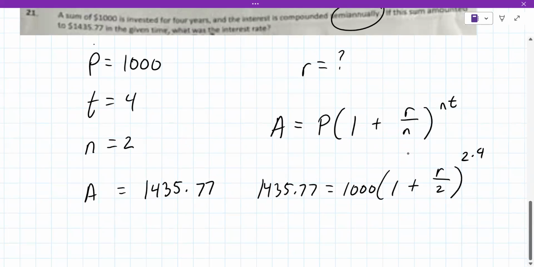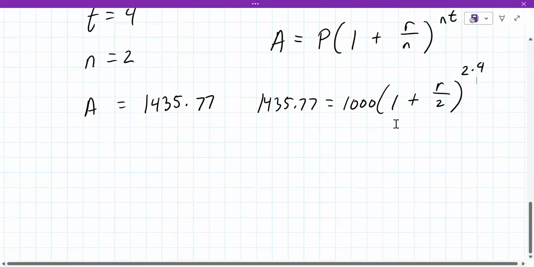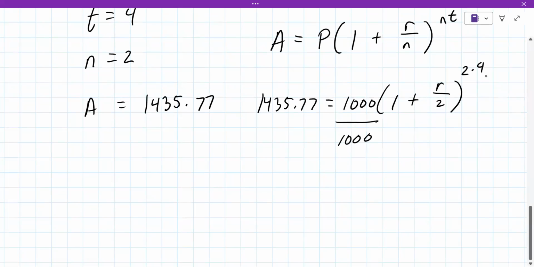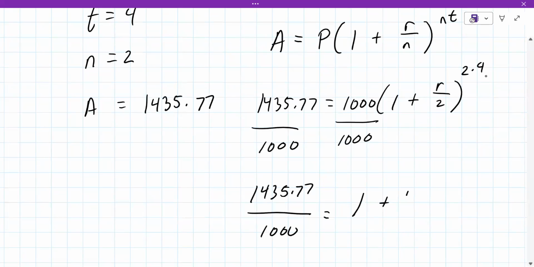2 times 4. So it's just a nuisance. You know what to do. You just got to get there and do it. No shortcuts here. So divide by 1,000. Looks like you had that started on your paper there. Yeah. And then 1 plus r over 2 to the power of 8.